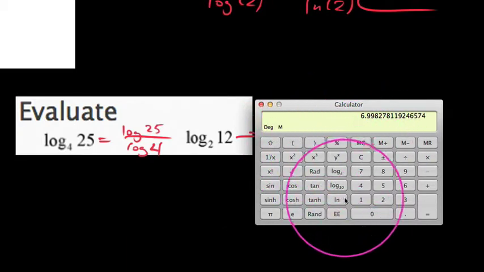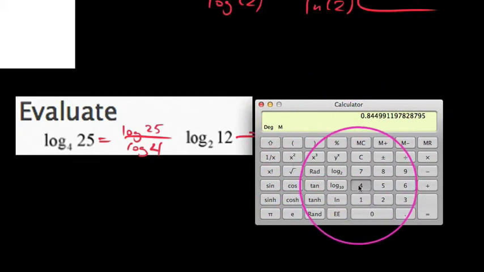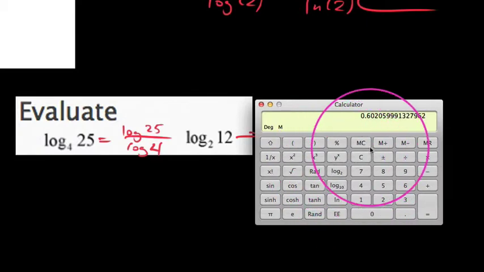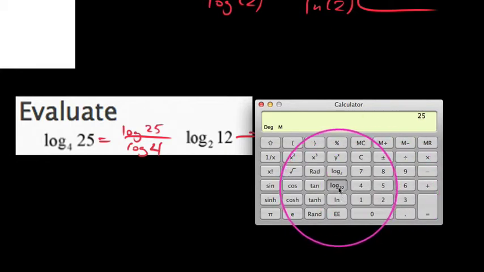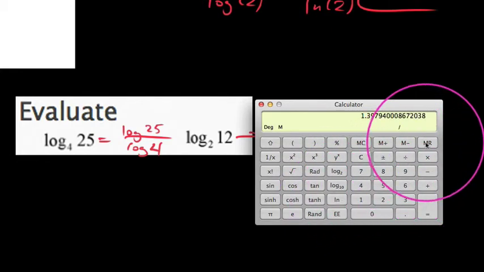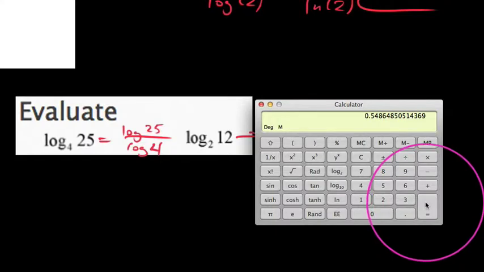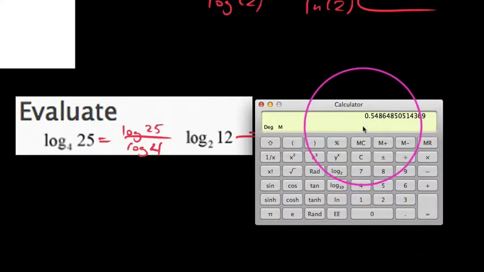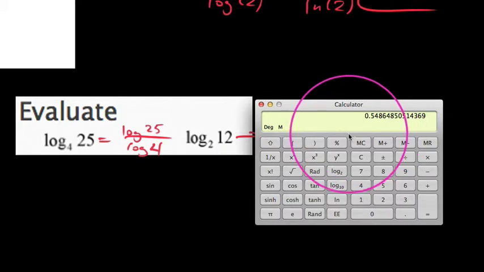So I'm going to do log 4 here first. Oops, clear, 4 log. And then I'll store that in the memory here, and I'll say log 25. So 25 common log divided by what I had in my memory here. And I get 0.549-ish. And actually, that doesn't make a whole lot of sense to me.